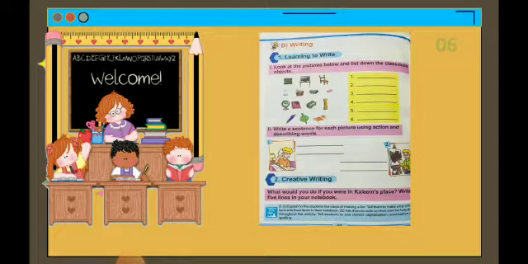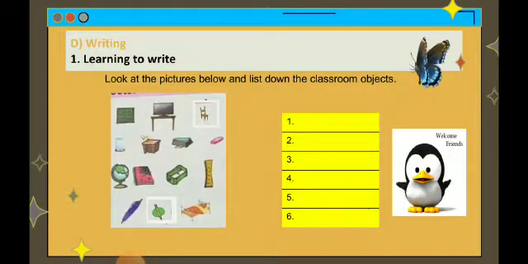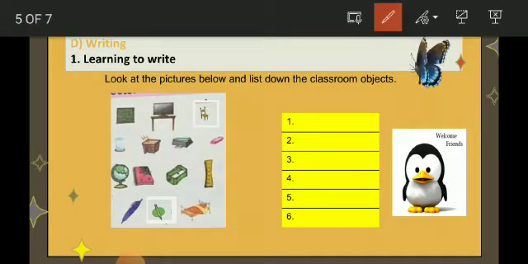Part D, writing. Question number 1, learning to write. Look at the pictures below and list down the classroom objects. You will see some objects here. First of all, you will look at the pictures carefully and then list down the objects of classroom and write it here.